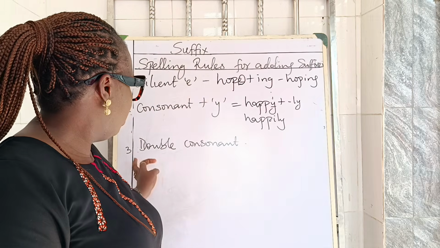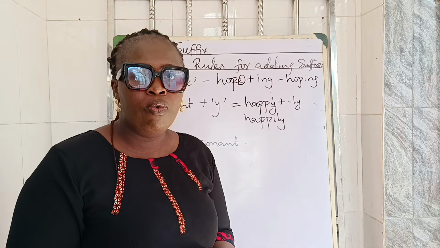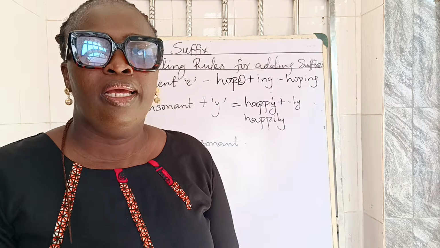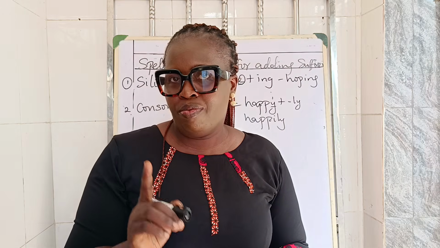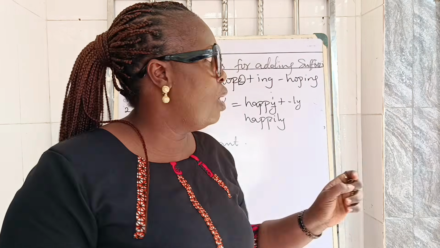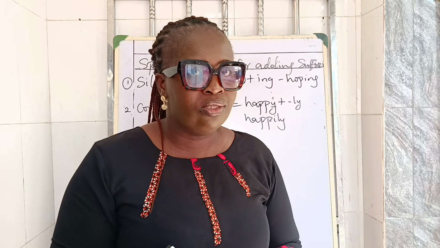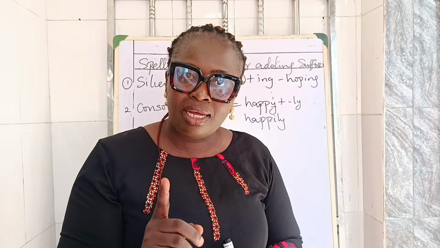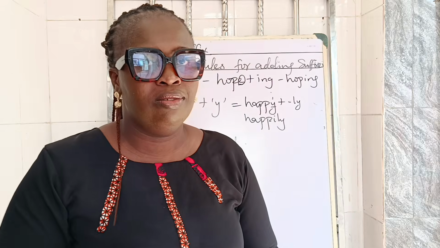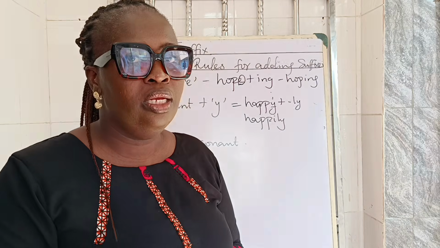Are we there? Let's look at the third one. Double consonants. Double what? Consonants. If a root word has just one syllable, and you want to add your suffix, you double the consonant if it ends in a consonant sound and the suffix starts with a vowel sound. What you will do is double the consonant before adding the suffix.